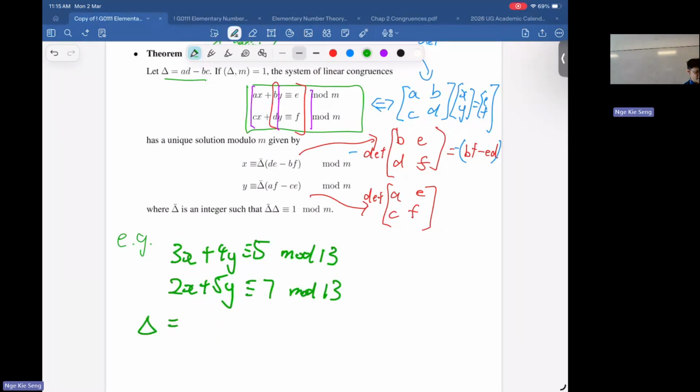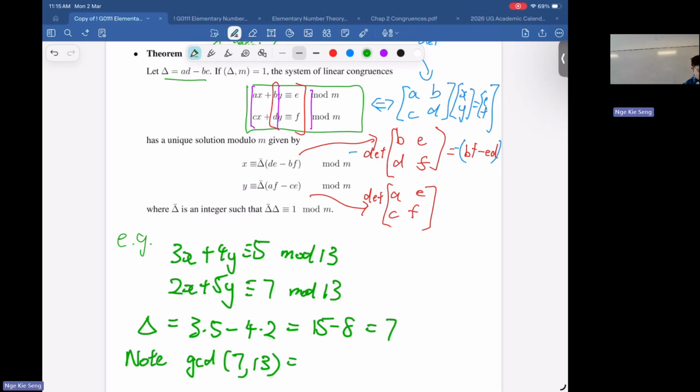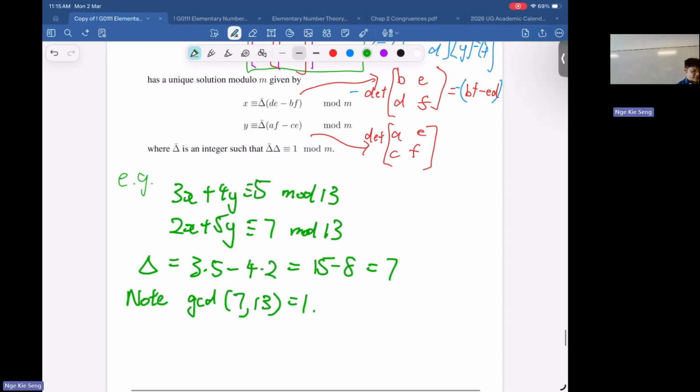Let's start with this determinant business here. So our AD minus BC will be 3 times 5 minus 4 times 2, which is 15 minus 8, which is 7. Now the question is, did you see that the GCD of 7 and 13 is 1? Kind of obvious, two different primes. Then we will straight away find the solution here.